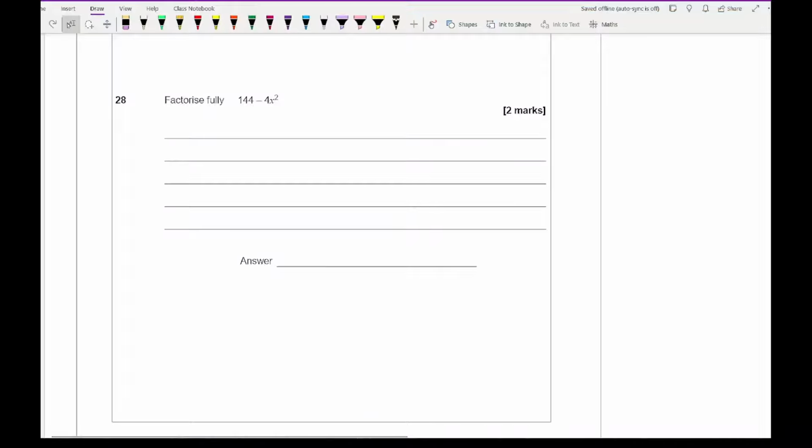Now looking at question 28, it says factorise fully 144 minus 4x squared. Now this is a difference of two squares question. It's quite surprising to see this question so late, so there must be a little thing we need to bear in mind, but bear in mind that it is 2 marks. So for this, set up your double brackets and think to yourself, what do you have to square to get 144? That's going to be 12. And what do you have to square to get 4x squared? Well, that's going to be 2x. One's a plus, one's a minus. It doesn't matter which one's a plus and which one's a minus.